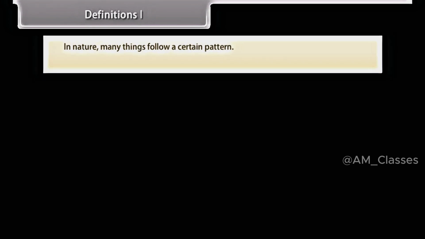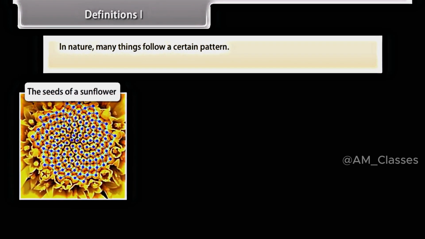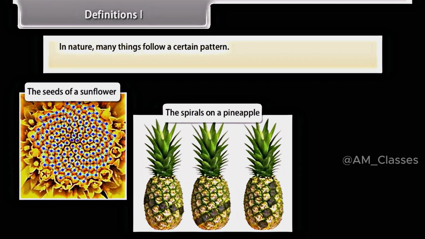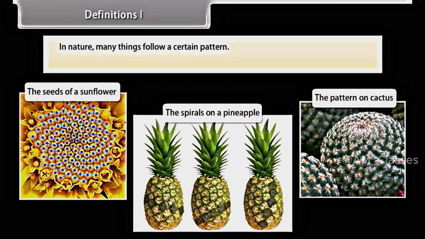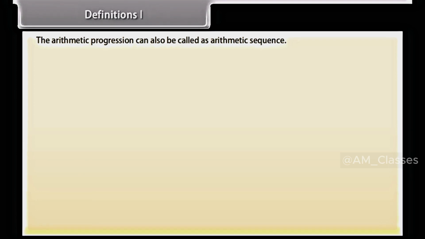Definitions 1. In nature, many things follow a certain pattern, such as the seeds of a sunflower, the spirals on a pineapple, the pattern on a cactus, and so on. Arithmetic progression is a study of one of such patterns. The arithmetic progression can also be called an arithmetic sequence.